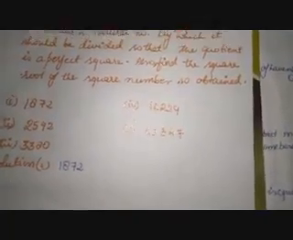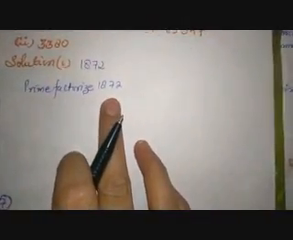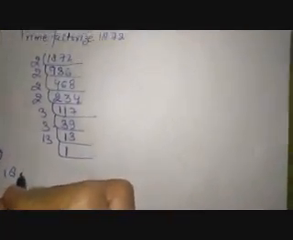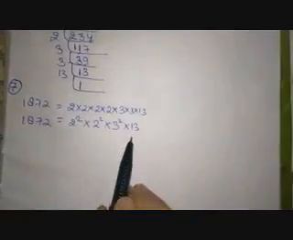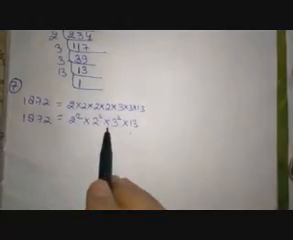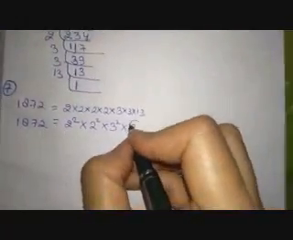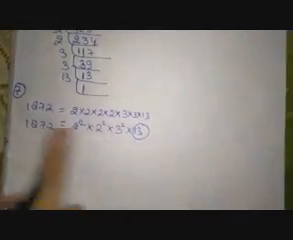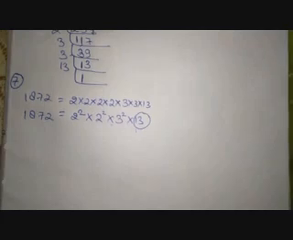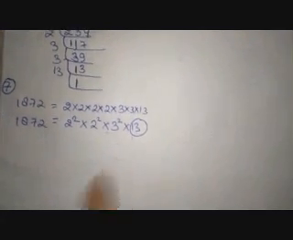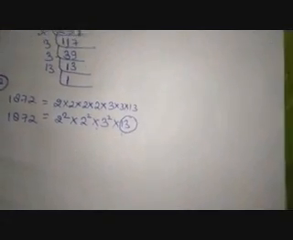Let's start with the question number 1. First we will try to prime factorize 1872. We can simply write it like this. Here we can see all numbers are in pair. Only 13 is left unpaired. So what are we supposed to do? We will divide both sides by the number 13. Earlier we were multiplying. Here we will divide by the unpaired number.